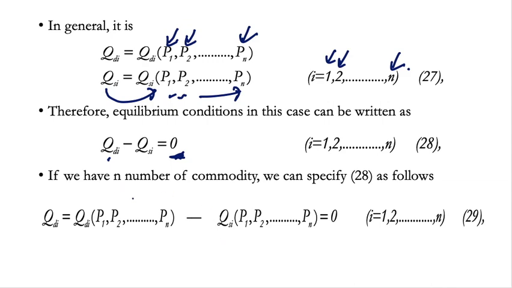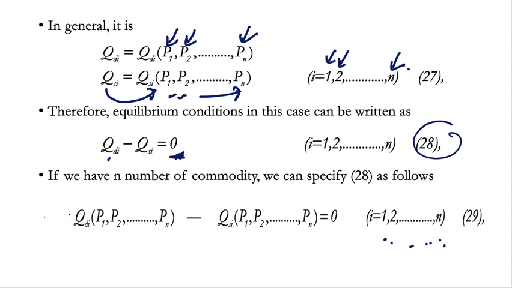if we have n commodities, we can specify this equation 28 as follows. Look at 29. So you have commodity 1, 2, 3, 4, 5 until n, the last commodity. Then if we talk about equilibrium conditions, there's a mistake here. Let me erase it.